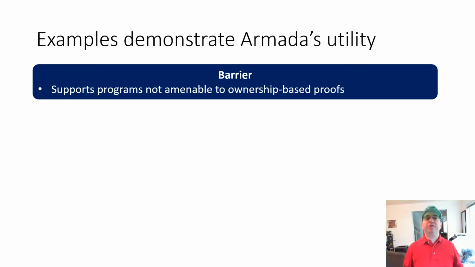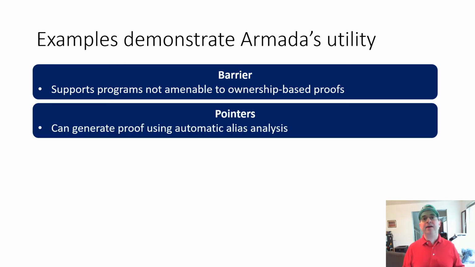And now I'll share with you some evaluation results demonstrating Armada's utility. Our first example is a barrier program, and this is a program that doesn't lend itself to an ownership-based proof. But Armada can still prove properties of it because we don't enforce any particular synchronization mechanism. So we give developers the flexibility to build programs like this. Our pointer-based example demonstrates that as part of automatic proof generation, we can do automatic alias analysis.